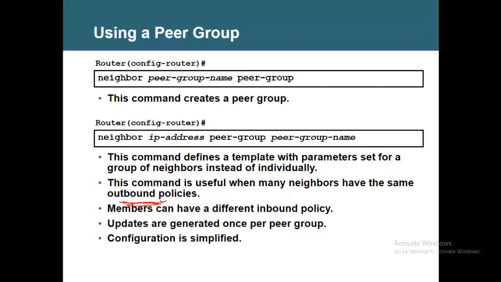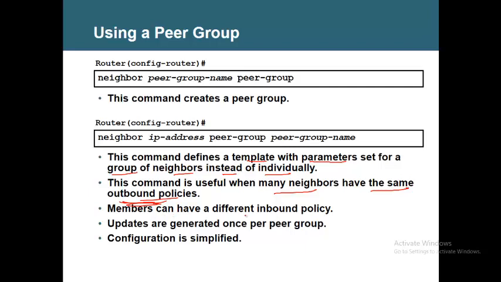But mostly you will have common policy, outbound policy only between IBGP neighbors. Let's see these lines. This command defines a template with a parameter set for a group of neighbors instead of individual. Whenever you want to form an individual neighbor, you don't need a template. Whenever you have many neighbors with the same outbound policy, you need this peer group.